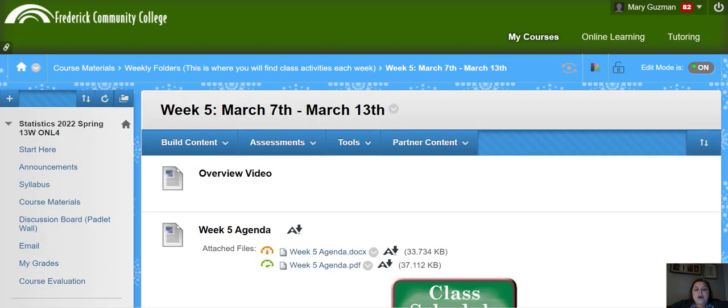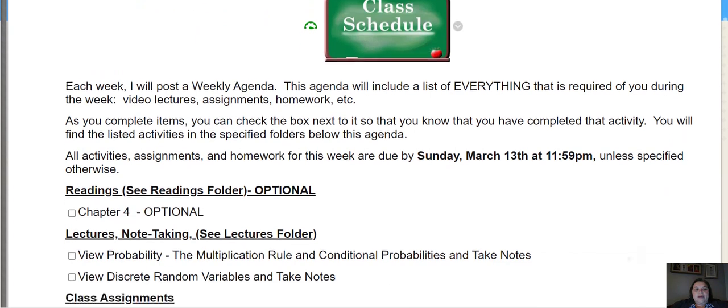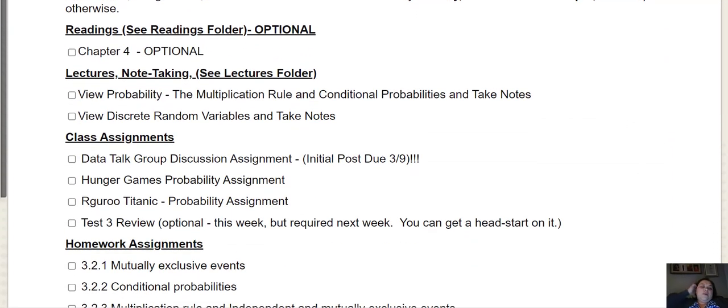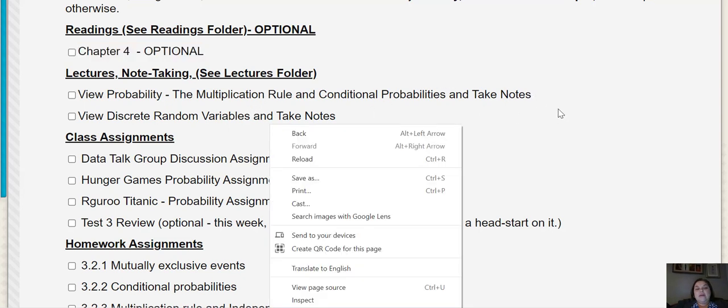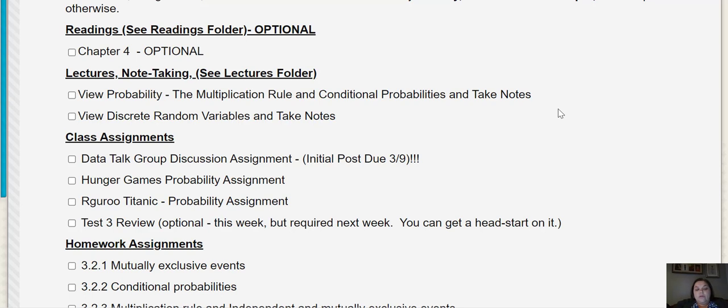So this week, if you look at the agenda, the reading is chapter 4. Chapter 4 is coming, but at the beginning of the week you're still in chapter 3, so you're straddling two chapters this week. You're finishing up 3 and then beginning chapter 4. The first lecture is the multiplication rule, from chapter 3 on probability, and the second one is discrete random variables, from chapter 4.